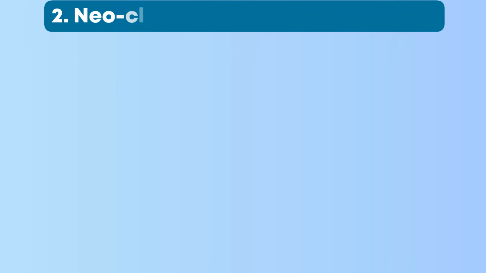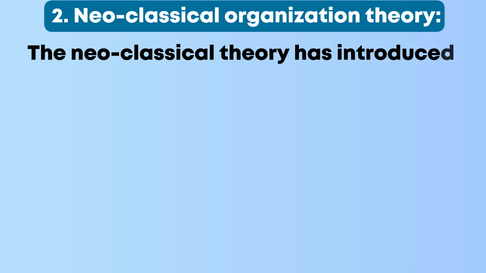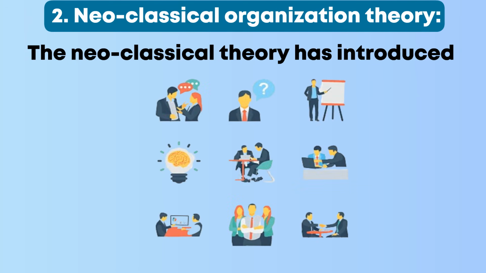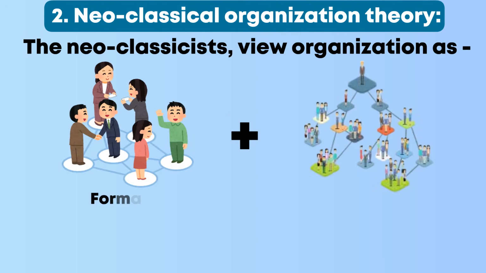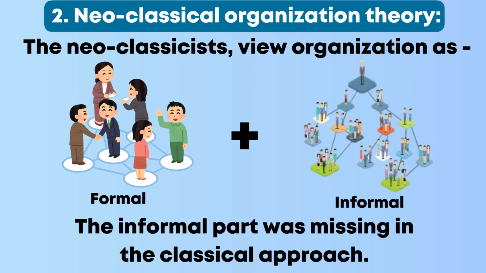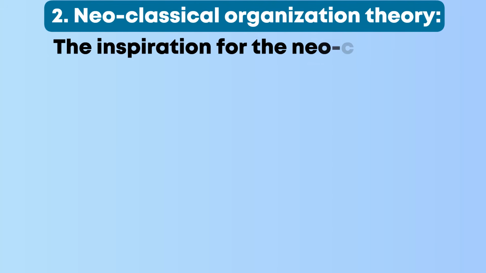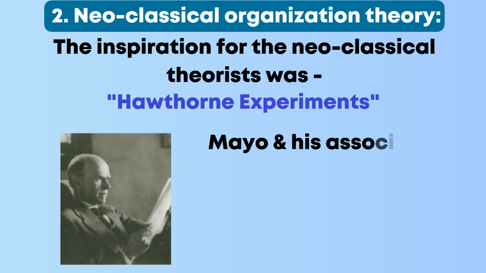2. Neoclassical organization theory. The neoclassical theory has introduced the human relations approach in the classical theory of organization. The neoclassicists view organization as a combination of formal and informal forms of organization. The informal part was missing in the classical approach. The inspiration for the neoclassical theorists was the Hawthorne experiments conducted by Mayo and his associates from 1924 to 1932.